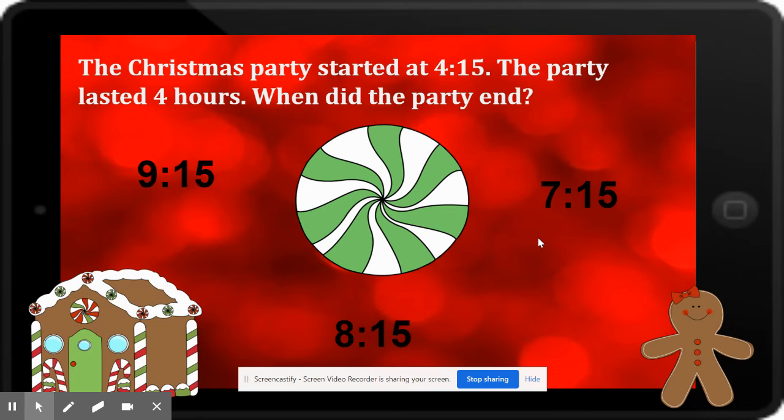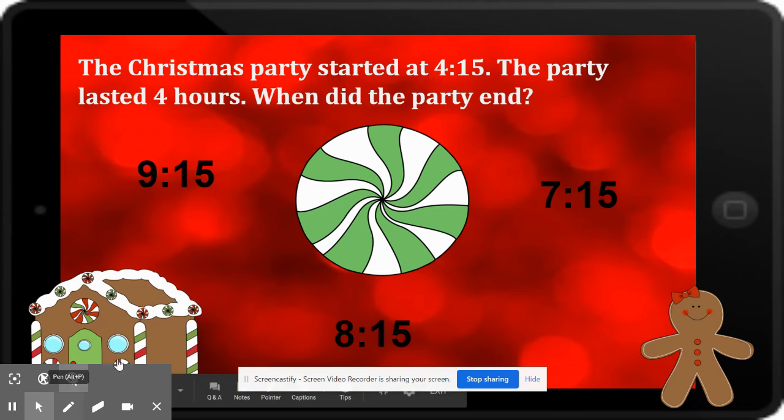The Christmas party started at 4:15. The party lasted 4 hours. When did the party end? You're going to start your number line at 4:15. You're going to jump 4 hours and see what's going to be at the end of that number line.